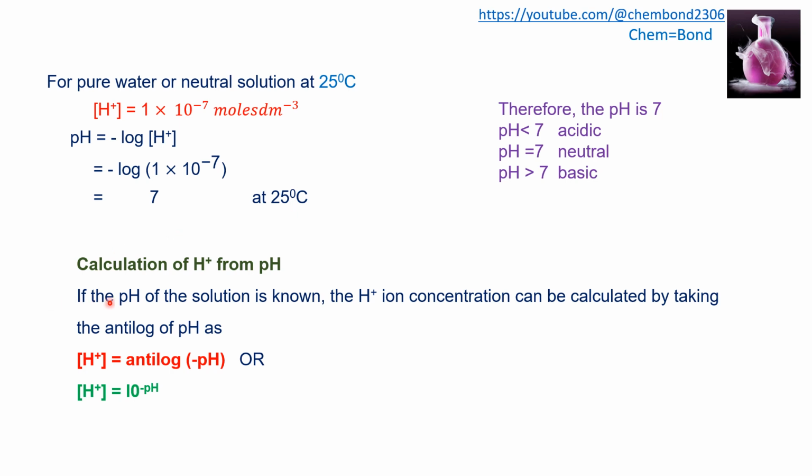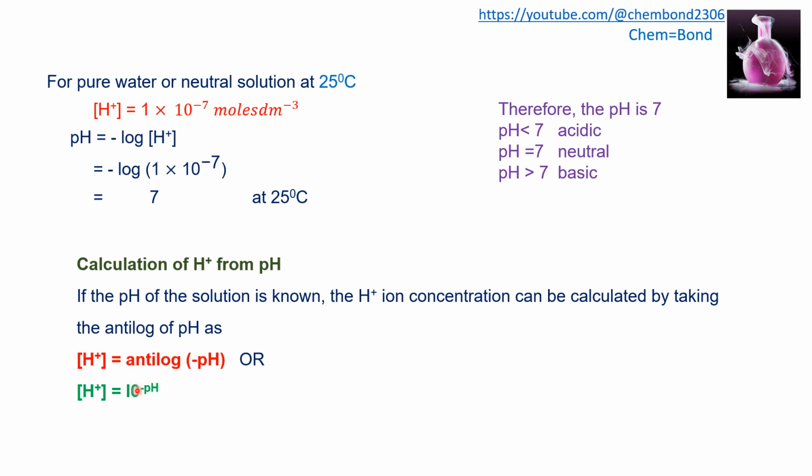Also, we can calculate the hydrogen ion concentration from pH. If we know the pH of the solution, we can calculate the hydrogen ion concentration by taking the anti-log of pH. So the formula is hydrogen ion concentration is equal to anti-log of minus pH.